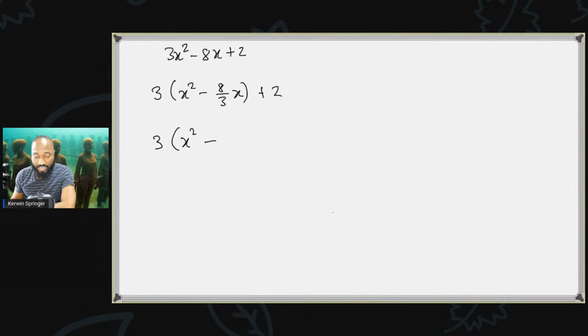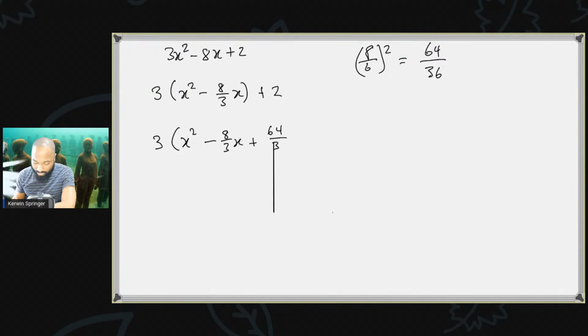If you like watching this, not this method. 8 over 3 is, in my mind, I'm seeing 8 over 6 here. And when I square this up, I will get 64 over 36. And I leave in everything as fractions. 64 over 36, right? So I'm putting back the 8 over 3 for now, and I'm going to add in the 64 over 36 because my aim here is to create a perfect square. That's how you create the perfect square.